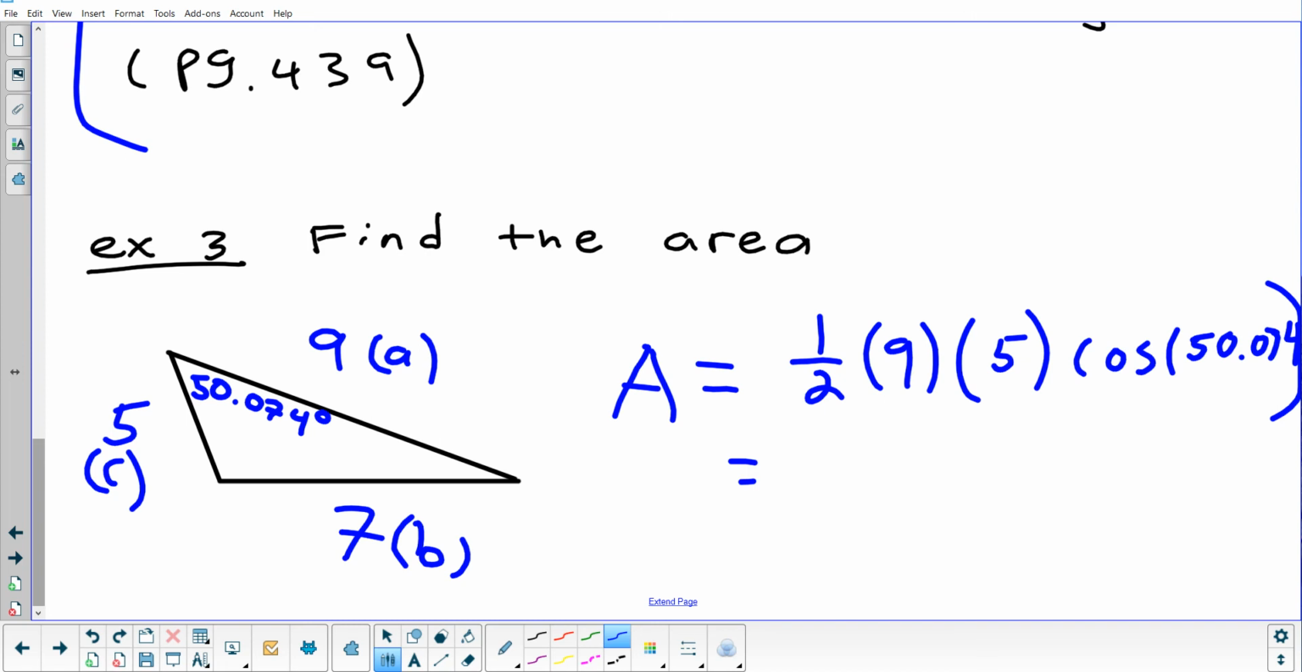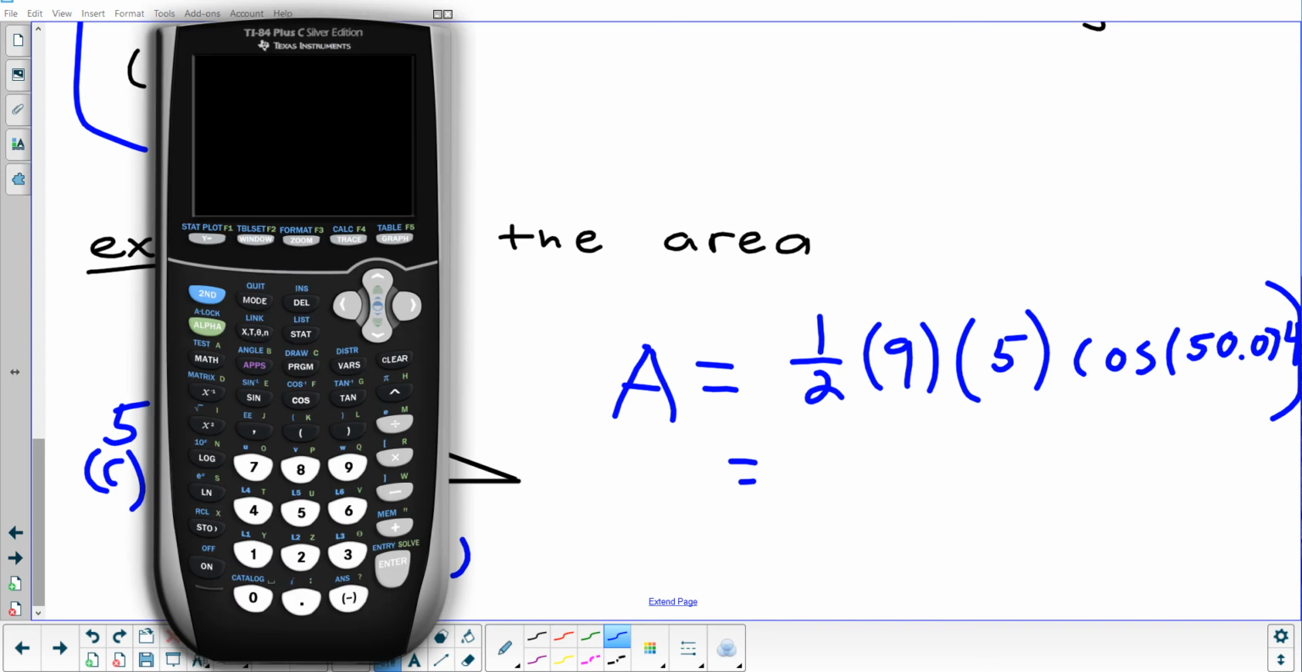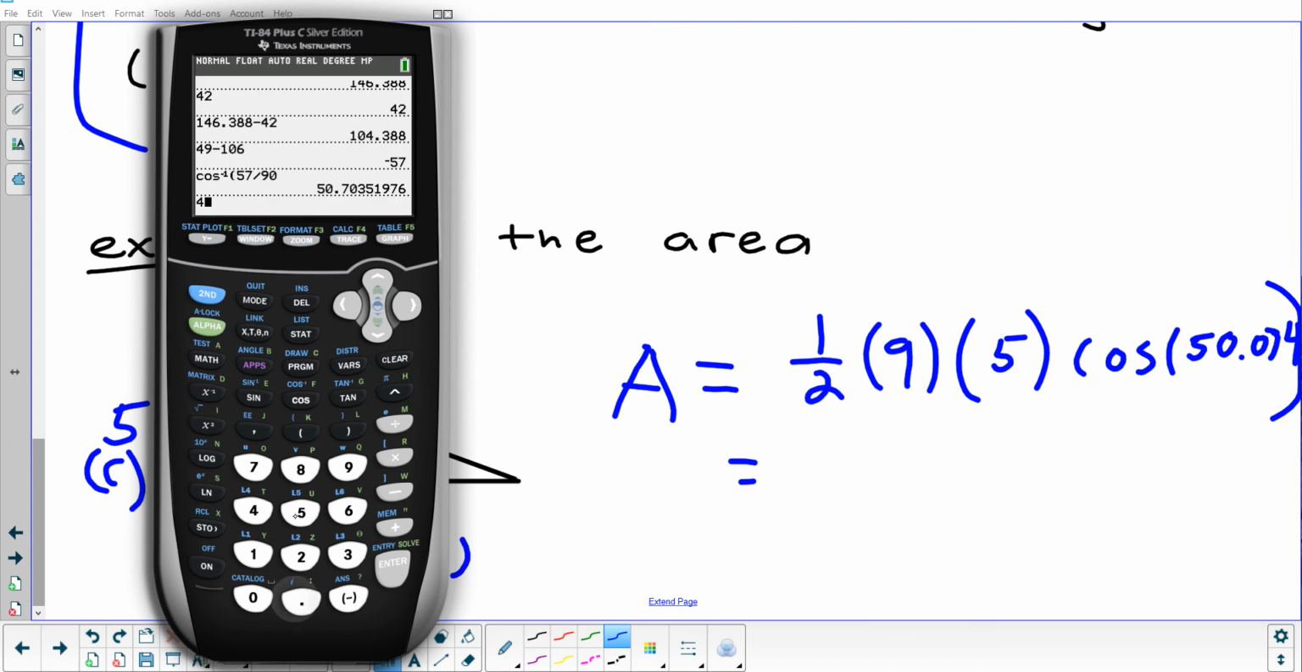So, if we do this out, let's see what we get. 1/2 of 9, that's 4.5, times 5, times the cosine of 50.074. 0.64? So the area of that triangle is 14.44. Now remember, it's area, so we should write square units.